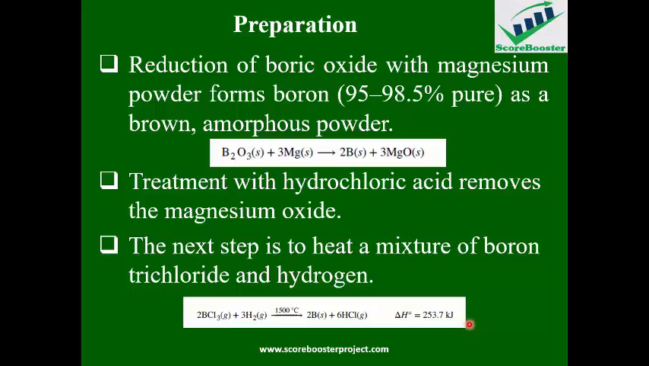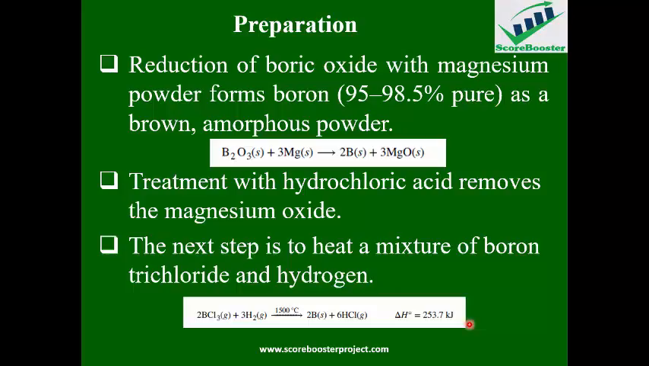If you want to make it pure, we react this mixture with hydrochloric acid. This removes the magnesium oxide from the mixture of magnesium oxide and boron. But again, boron will still react with hydrochloric acid to form a chloride of boron, because we said boron can react with non-metals.